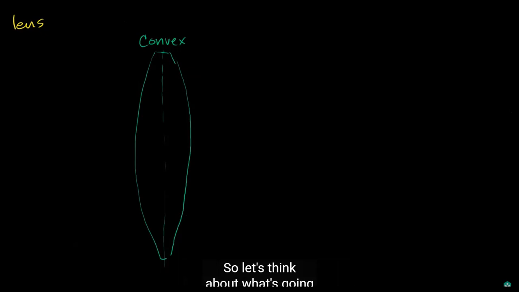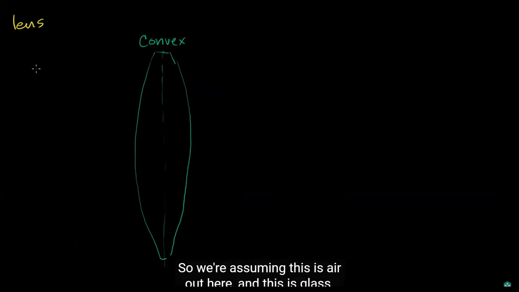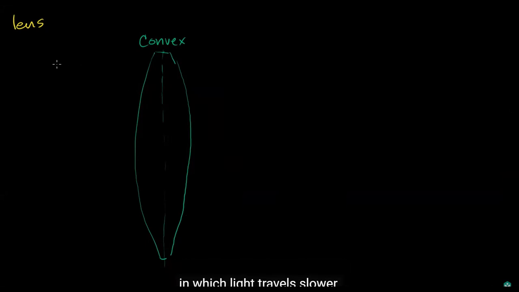So let's think about what's going to happen as light goes through this lens, as it's transmitted through it and maybe gets refracted by it. So we're assuming this is air out here, this is glass, something that has a higher index of refraction, something in which light travels slower.